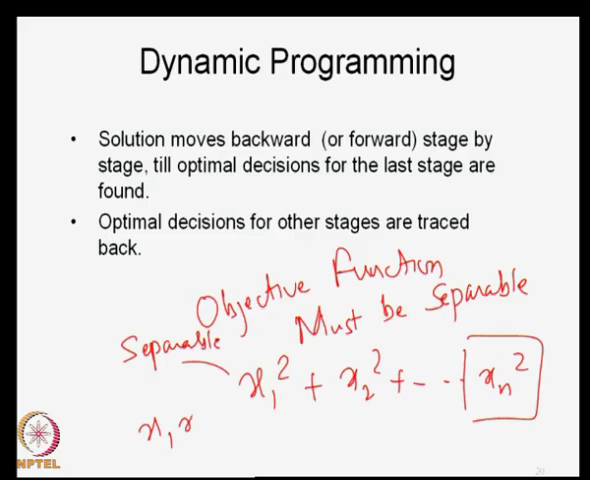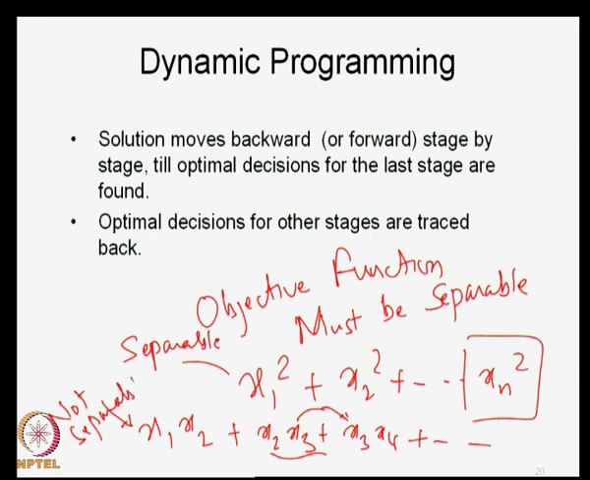Let us say I have a function like this, x1 x2 plus x2 x3 plus x3 x4 and so on. If I have some such function, although I have different terms associated with different stages, I may still break it into different stages, but the objective function is not separable, because at any stage, let us say this, I have a term which is dependent on the previous variable x3, which appears in both the stages. Therefore, this is not separable, and therefore, these problems are not amenable to be formulated as dynamic programming problems. So, one requirement is that the objective function must be separable.